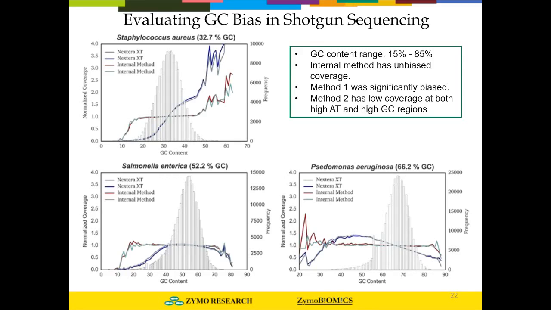By plotting the sequencing coverage against GC content, one can easily examine the effect of GC content variation. And we found that the Nextera XT kit has underrepresentation in both low GC and high GC content regions. The problem appears more severe in the low GC content region, which explains why we saw the most bias in the estimation of the abundance of Staphylococcus aureus, as shown in the previous slide.